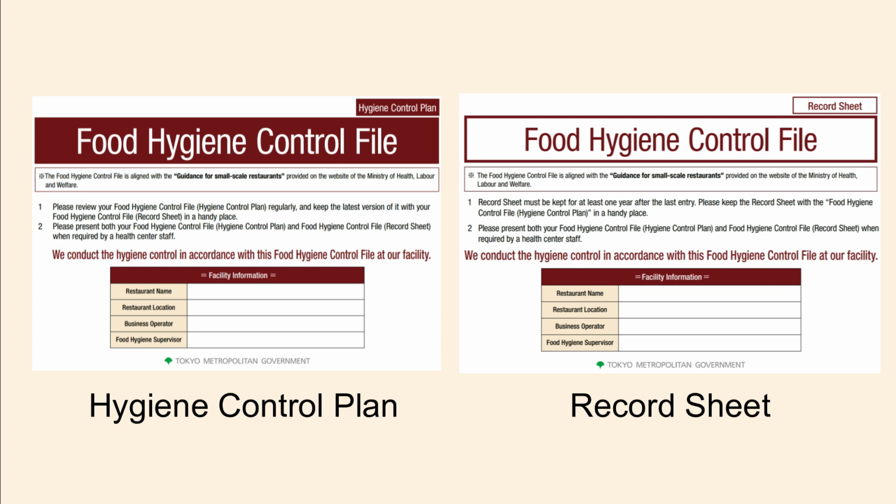The Food Hygiene Control File is divided into two parts, a Hygiene Control Plan and Record Sheet. Please have both at hand. The Food Hygiene Control File can be downloaded from the Tokyo Metropolitan Government's website. The link can be found in the YouTube description box. It can also be picked up at public health centers.